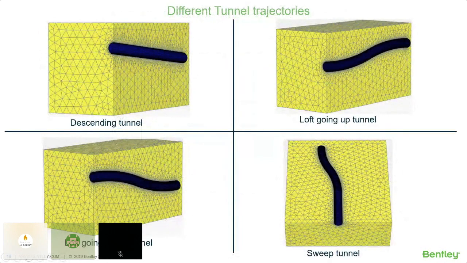So next we have different tunnel trajectories. Using the tunnel designer, you can have different tunnel trajectories, and your tunnel trajectory need not always be a linear one. It could be a curved one, or it could be a descending type also. Here we have a few examples. The first one is a descending tunnel, which is the practical case, the second one is the loft going up tunnel, the third one is the loft going down, and the final one is the sweep tunnel.